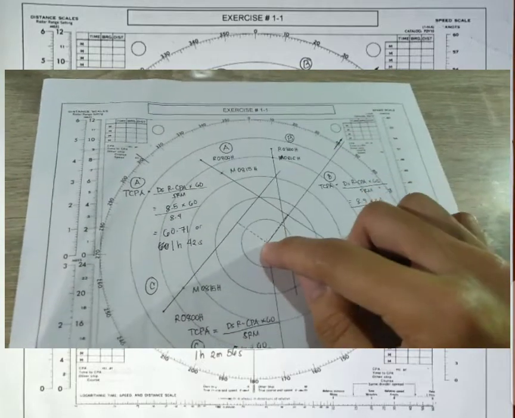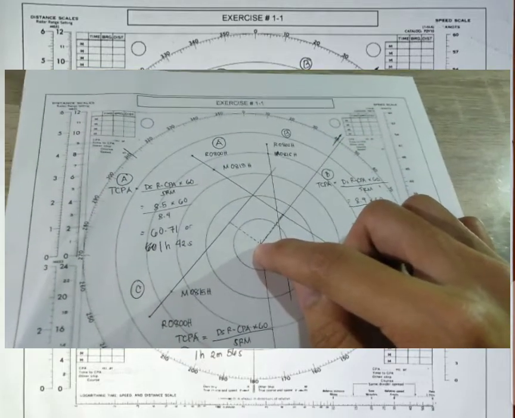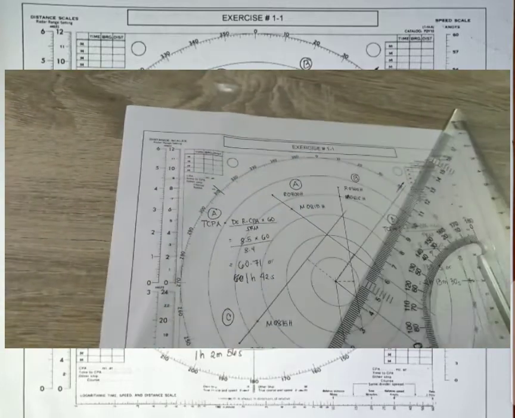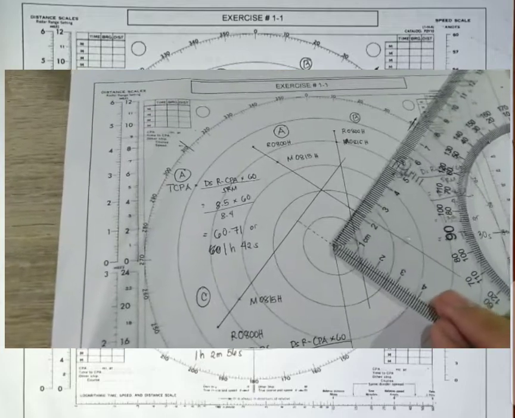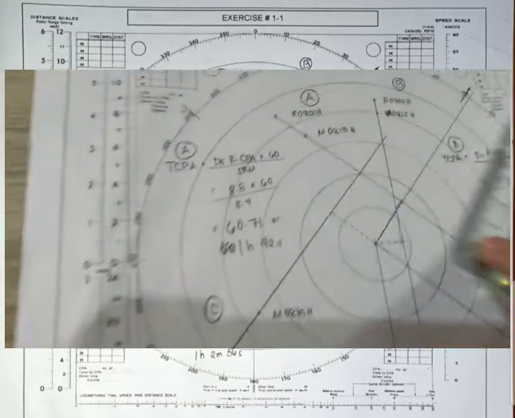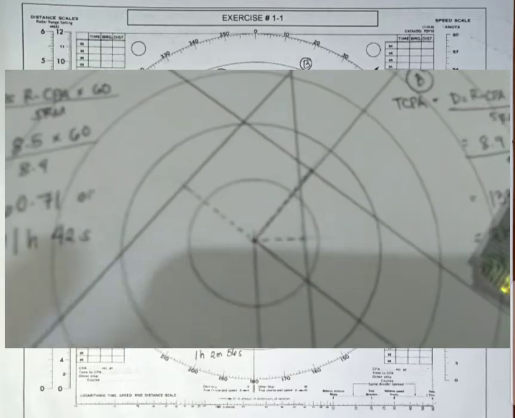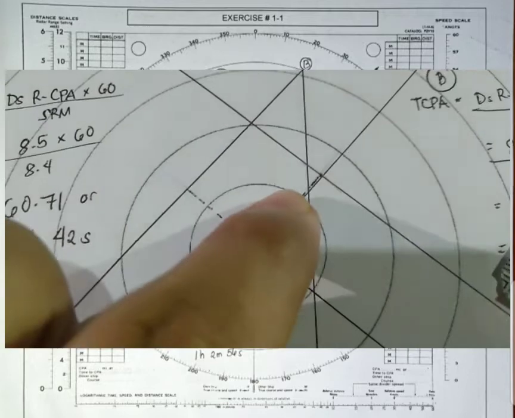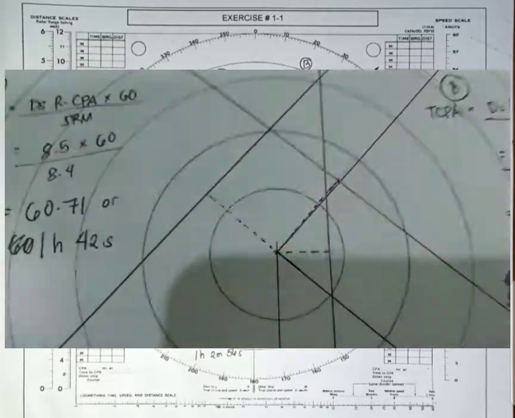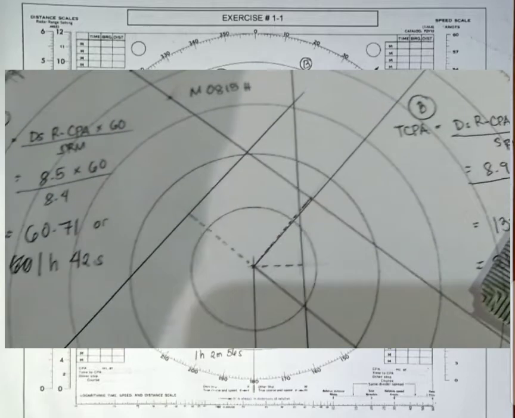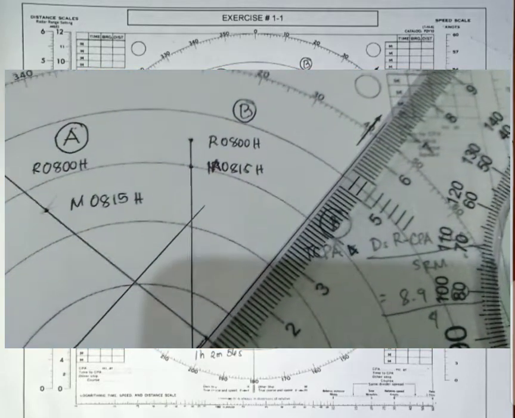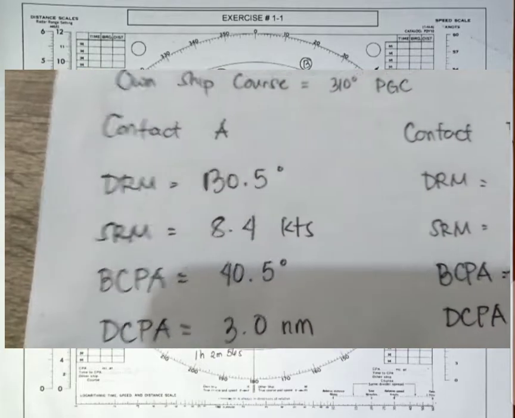Okay, for the first contact, to get the bearing CPA, first contact here is A, and since this is our vessel, we connect that and make a right angle, and then we have made our CPA. So the bearing measures 40.5, bearing CPA, that is 40.5.